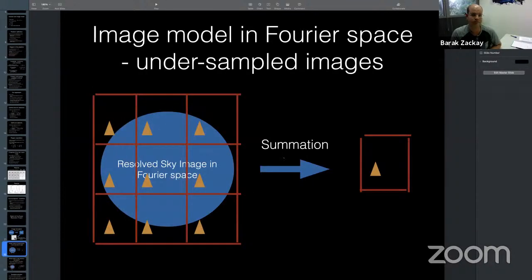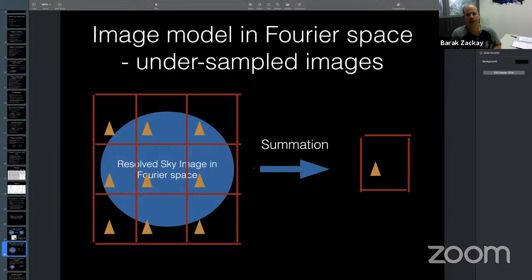Okay. Now, in Fourier space, what does the image model look like? If you take the Fourier transform of the sky, the infinite resolution Fourier transform of the sky, you then chop it to some finite resolution. For example, the aperture of the telescope gives you some boundary to the maximum spatial frequency you can measure, but sometimes the atmosphere is actually the limiting factor. So whatever it is, you have some maximum spatial frequency.